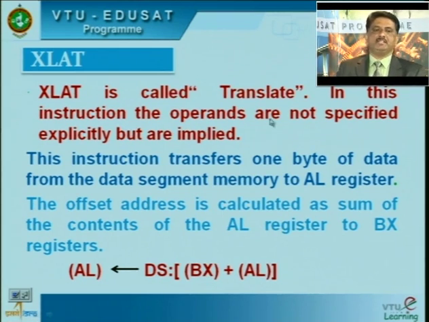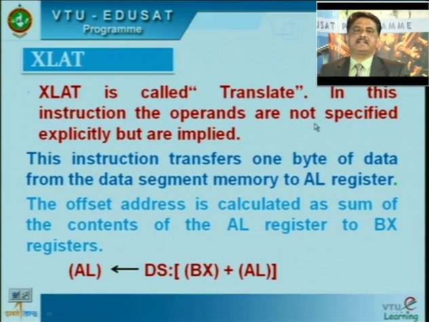Now, what do we mean by the operands being implied here? In this instruction, I have not specified any operands. Then what should I do? The programmer should load the appropriate value into AL and the appropriate value into BX.